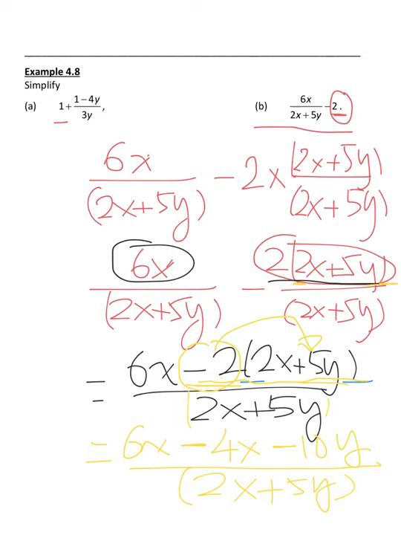You see? So lastly, the answer should be 2x minus 10y divided by 2x plus 5y. Is that the answer? We need to think about that. Can we have a further simplification of the numerator or denominator?